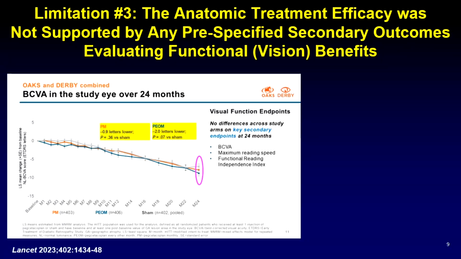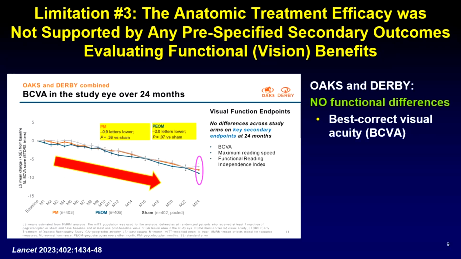The same thing here, there's substantial loss. It's not that you can't measure loss, you can. It's just that that amount of vision loss was the same, regardless of whether the participant was assigned to pegcetacoplan or assigned to sham.